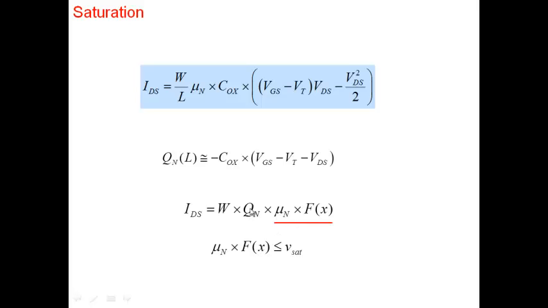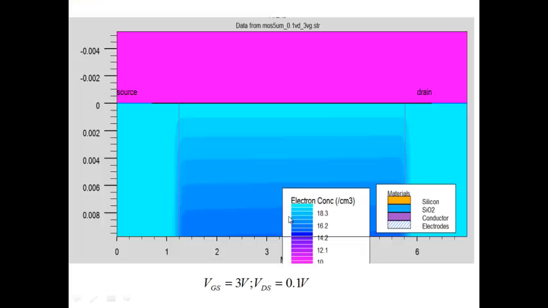And when do the fields become high? When the inversion charge becomes fairly low. So as you approach a region where the inversion charge next to the drain is getting to zero, which means the channel is getting pinched off, the field is building up and the velocity is saturating, and the current also saturates here.